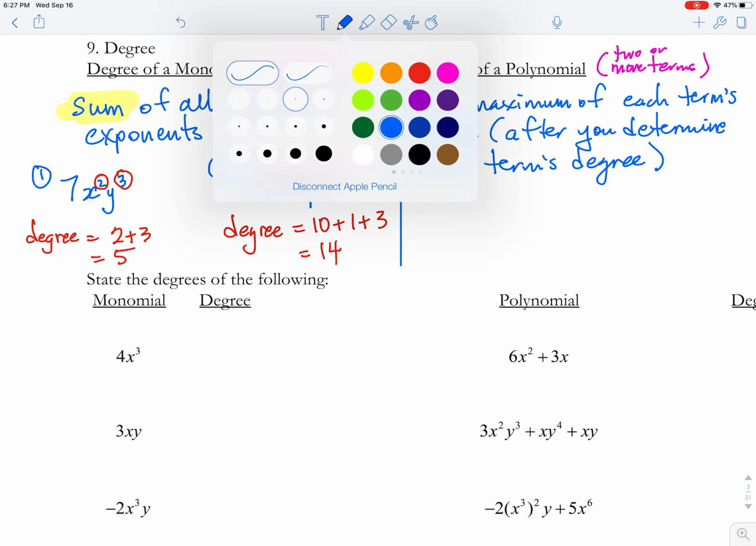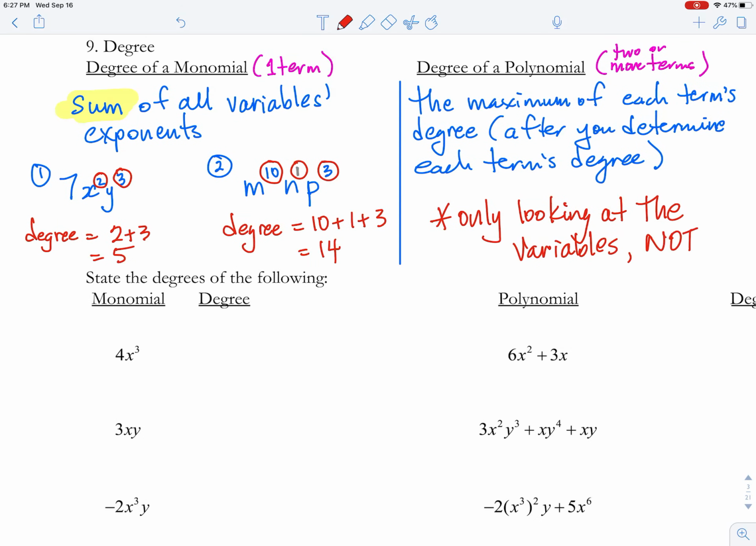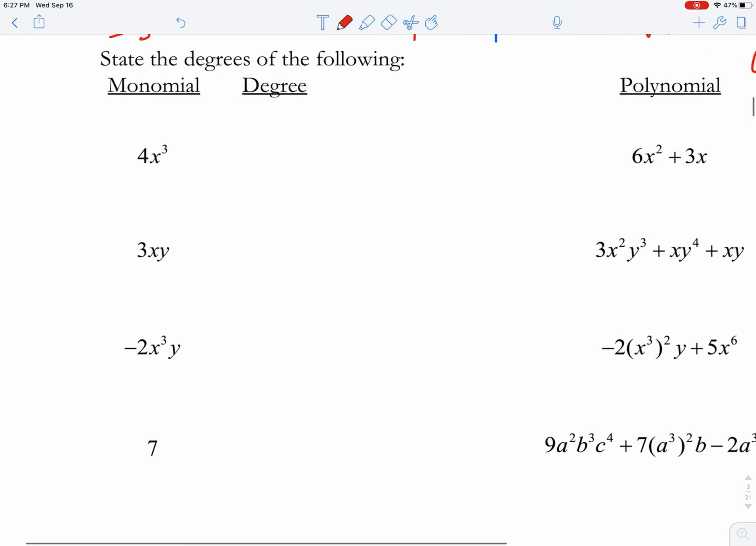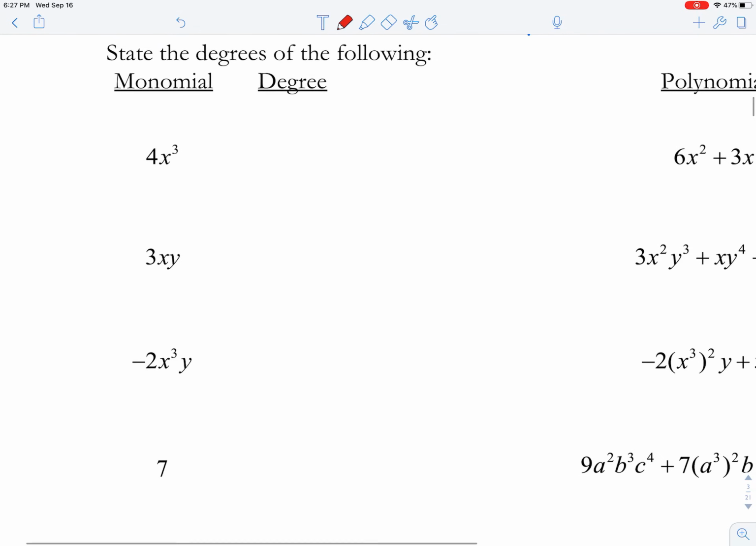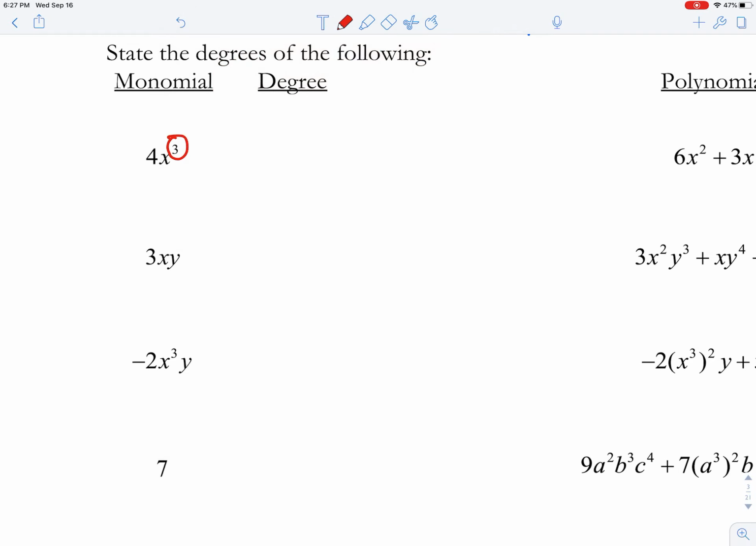And just a reminder that when we're doing all of these, we're only looking at the variables or the letters. We're not looking at the coefficients. Okay, so we're going to state the degree of the following. We've got a bunch of monomials. So we're going to look here. We've got an exponent of 3, so that means my degree equals 3.